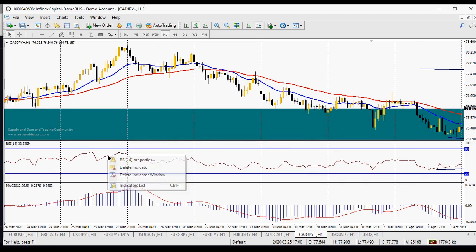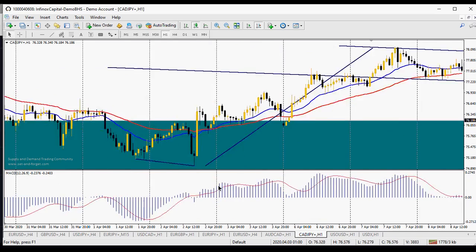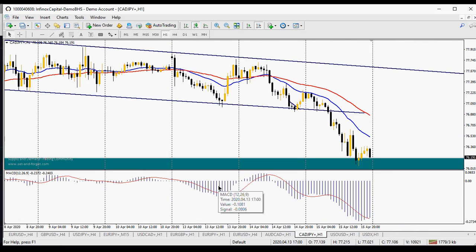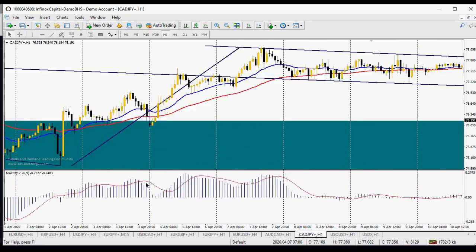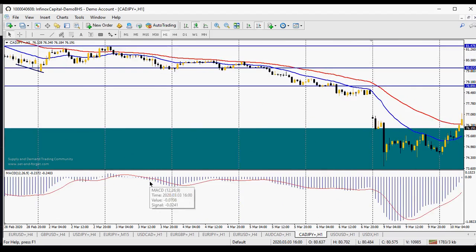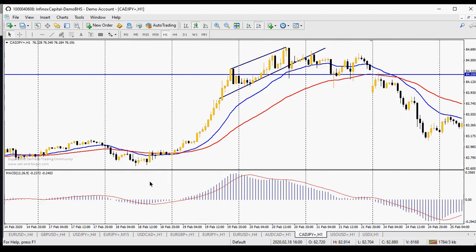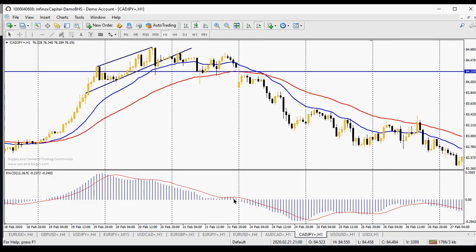Okay, let me remove the RSI. I just right click it, click on delete. Okay. So how do you trade with MACD also? It's a moving average convergence divergence indicator, so you can use it to trade the same way. You'll notice that whenever MACD crosses the zero line, you can see this 0.0 line.